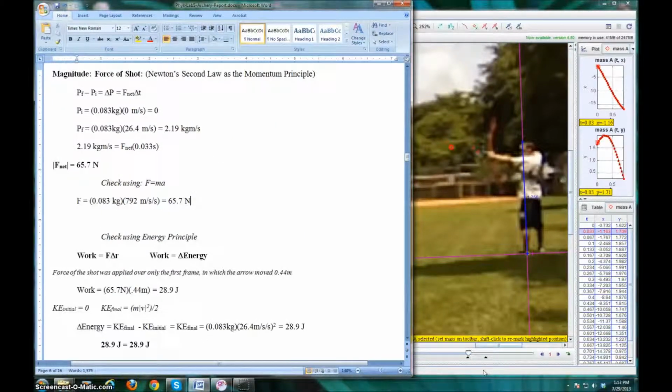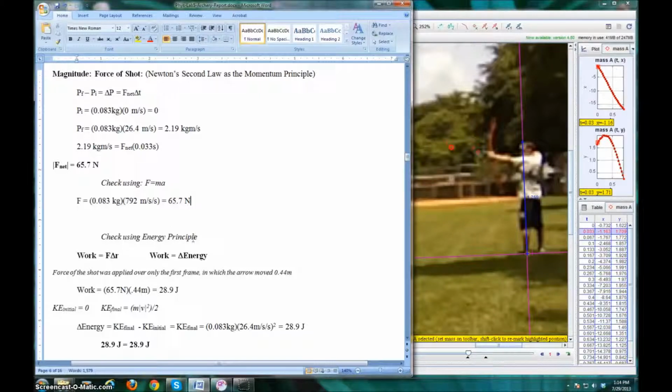To calculate the magnitude of the force of the shot, I'm going to use Newton's second law as the momentum principle. I've got my initial and final momentums here, calculated with the mass times the velocity. So the change in momentum is equal to 2.19 kilogram meters per second. This gives me a magnitude of my force of 65.7 newtons. I can check that using the traditional F equals ma, and again you can see I get 65.7 newtons.